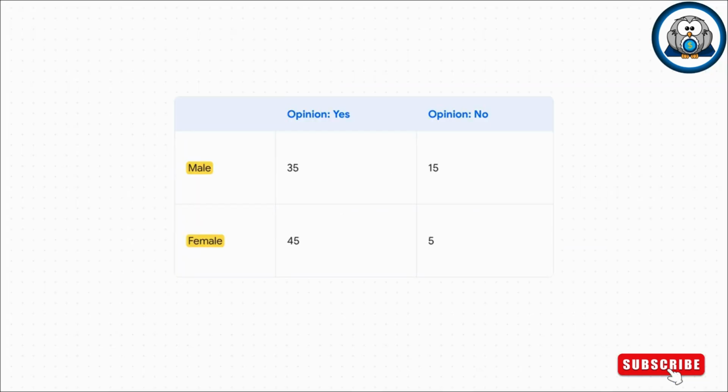Okay, our first tool for the job is the contingency table. The best way to think about this is like our official case file. It just neatly organizes all the evidence for us. It shows us exactly how many people fall into each little box. How many males said yes to uniforms, how many females said no, and so on. It lays out all the facts of the case perfectly.